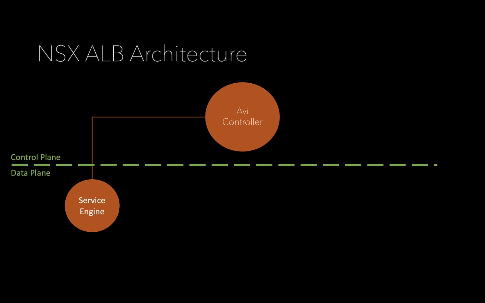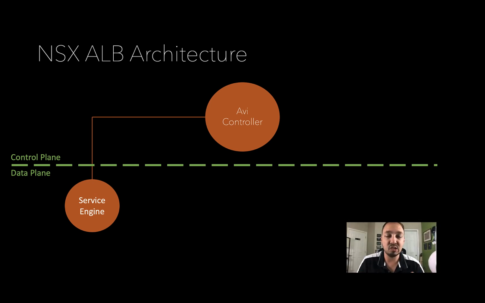Now this is the true data plane of the solution. So as you see here, we have this separation between data plane and control plane. This is a really big deal. Basically, this means that this service engine is only responsible for forwarding traffic and carrying out the intent of the Avi controller. So when we make those configuration changes I mentioned earlier on the controller, it pushes those down to the service engine.